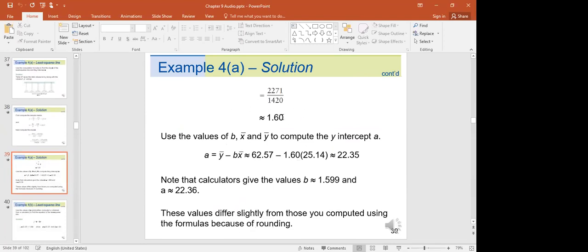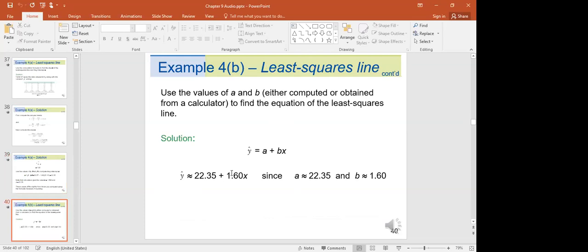So this is the B, the slope, 1.6, if you remember what we got from Excel. And A, the intercept, is 22.35. So that means that the equation of the regression line is 22.35 plus 1.60x. In our next example, we are going to use the calculator because I want you to be able to use both the calculator and Excel.